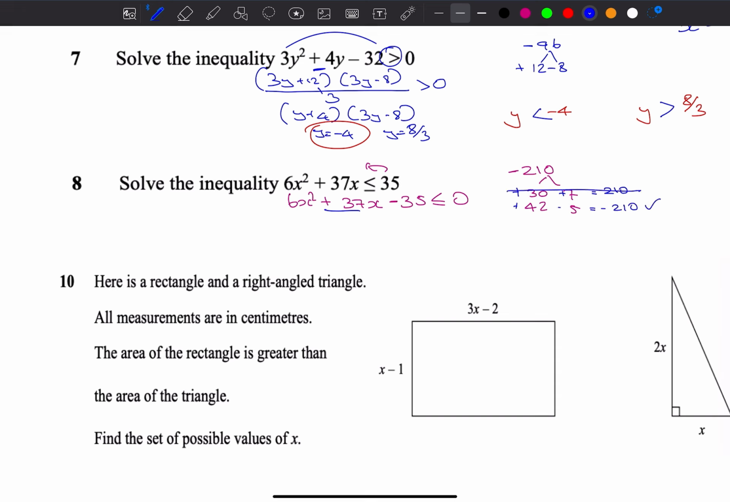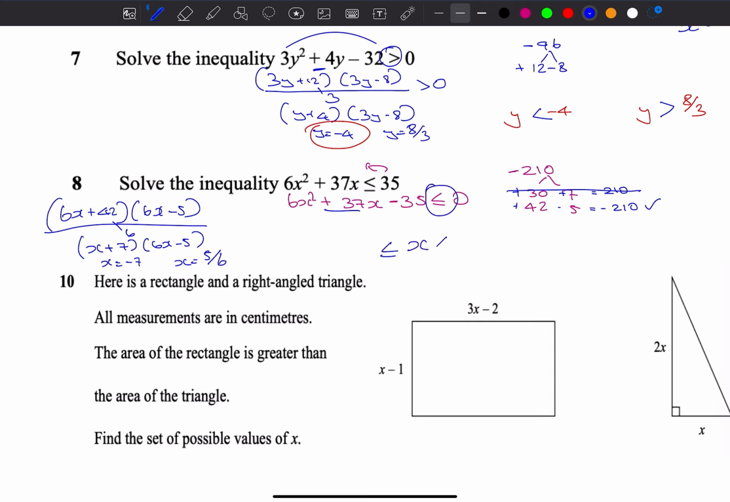So you go 6x plus 42, 6x minus 5, divided by 6. 6 divides here. x plus 7, 6x minus 5. x is minus 7, x is 5 over 6. Because it points that way, the signs are like that. The smallest number is minus 7, the larger one is 5 over 6. There you go. Memorize the format. Always memorize the format.